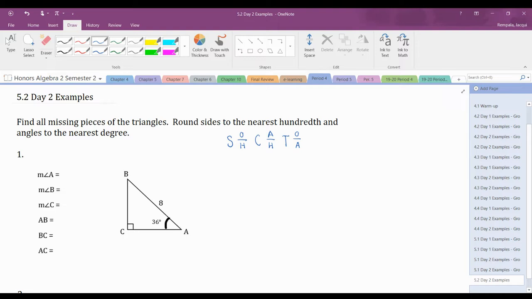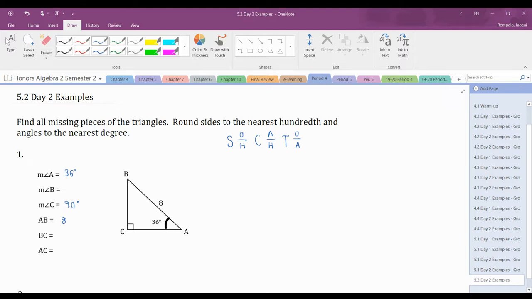So if I'm looking at this first triangle, looks like the measure of angle A is given to us to be 36 degrees. Angle C is given to us, that's 90 degrees. The side AB is given to us to be a length of 8, and then I don't know anything else. All right, so that looks like angle B, the side BC, and the side AC are what we're trying to find.